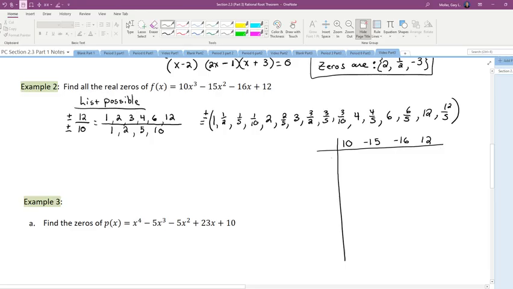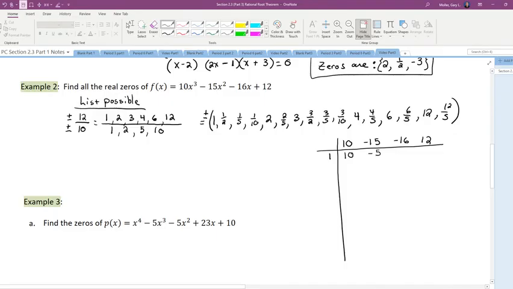I'm going to start with 1. The only thing I'm going to do a little bit different, I'm going to bring down the 10 just like before. Now I'm going to do 1 times 10 is 10, but I'm not going to write that 10 down. I'm going to do the rest of that in my head. So 1 times 10 is 10, negative 15 plus 10 is negative 5. I'm going to write the result down.